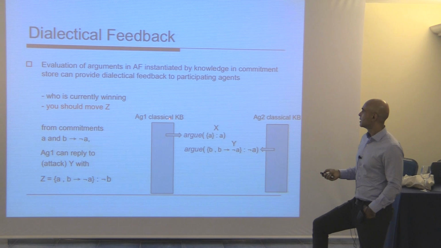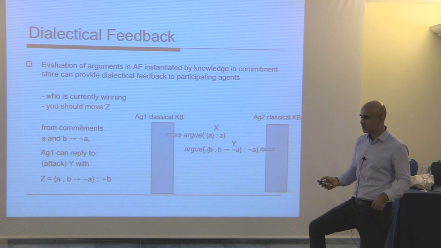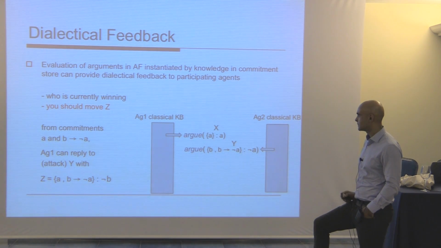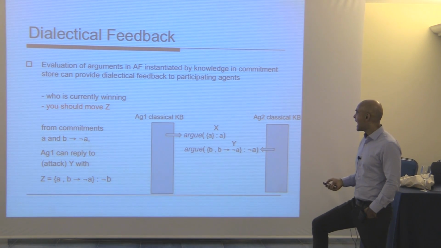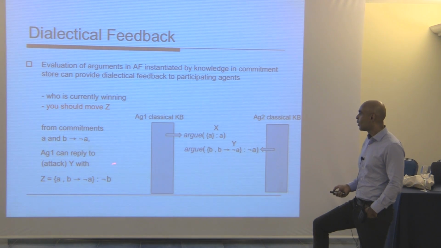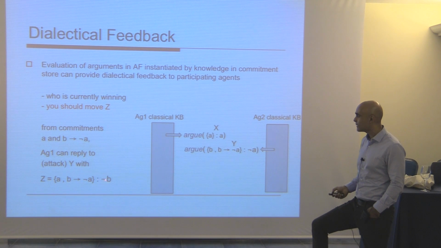Imagine agent 1, from its classical knowledge base, constructs an argument A: A since A, just a fact. Agent 2 says, well, I've got a counter-argument: given B and B implies not A, then not A is true. Now, from the commitments, we add to the commitment store A and B implies not A. Then we construct the argument graph, like the classical logic example. From A and B implies not A, one can construct an argument for not B, Z. And this argument Z counterattacks Y, because it claims not B.